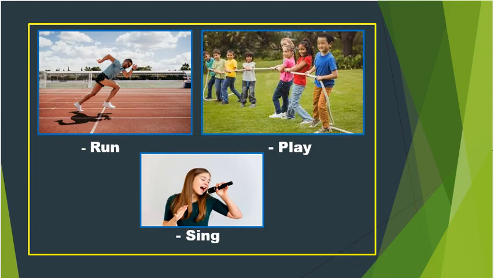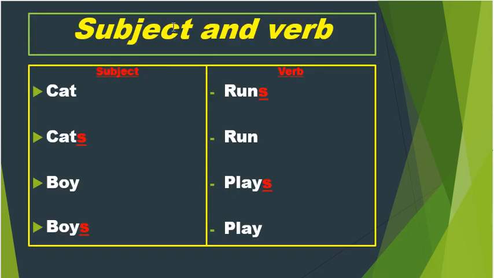So let's start here, subject and verb. When we say subject and verb, I'm going to make a sentence using the subject and the verb, just two words. Cat runs. How about, teacher, if I put cat run? Wrong. It's not correct, so you must put s here. Cat runs. How about this one, teacher?